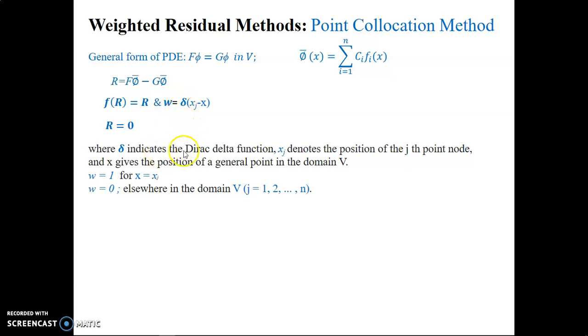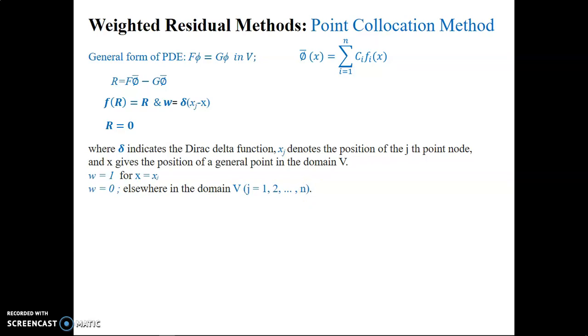One property of the Dirac delta function is that if the value of x in the field domain approaches xj, then the value of the weight will be equal to 1. It means if we are approaching the point we have defined, then the weight will be taken as 1. If the value of x is not equal to xj, then the weight will simply be equal to 0. Here j can correspond to 1 to n, where n is the number of points used in the collocation method.